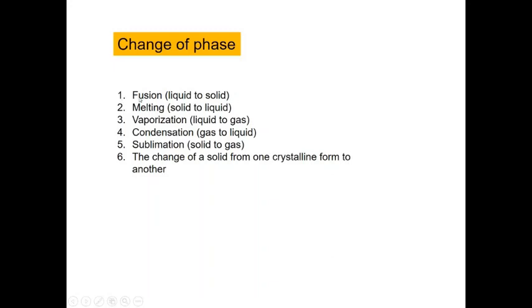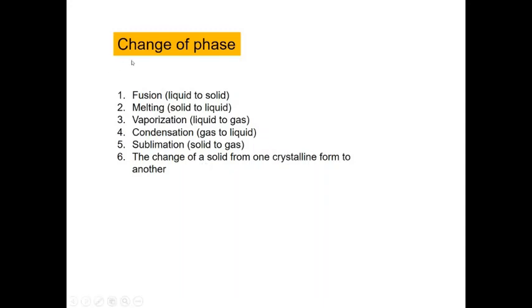The first one is called fusion. It's change of phase from liquid to solid. The second one is melting, from solid to liquid. The third is vaporization, from liquid to gas. And fourth is condensation, from gas to liquid. Fifth is sublimation, solid to gas. And the last one of phase transition is called the change of a solid from one crystalline form to another.